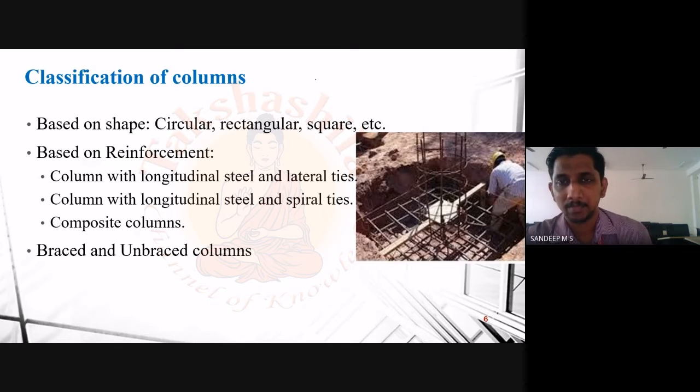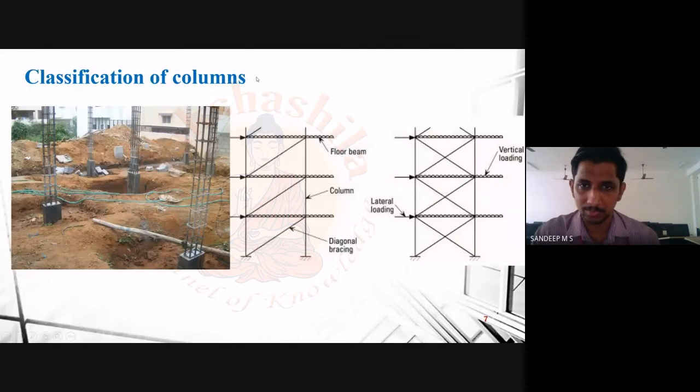See, I think it's better to explain with this. Say this is a frame, you will be familiar with this. So basically, braced means we will be providing some struts like this. See, if you see, we have these columns going like this, and we will be providing a member connecting the nearby columns like this. So basically, this is called diagonal bracing.